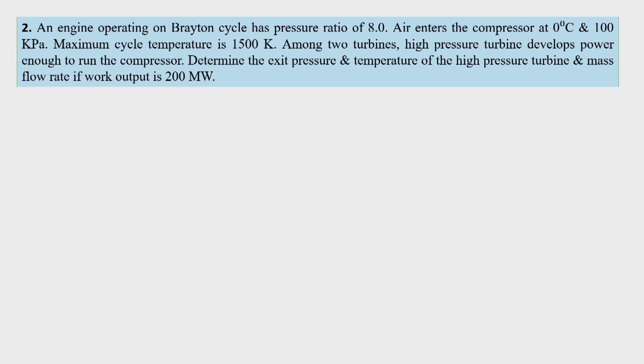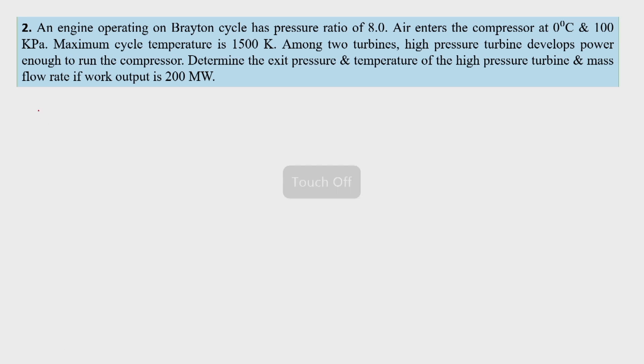So let us go to the next example. It states that an engine operating on Brayton cycle has a pressure ratio of 8. Air enters the compressor at 0 degree Celsius and 100 kPa pressure. Maximum cycle temperature is 1500 Kelvin. Among two turbines, the high pressure turbine develops power enough to run the compressor. Determine the exit pressure and temperature of the high pressure turbine and the mass flow rate if the work output is 200 megawatt.